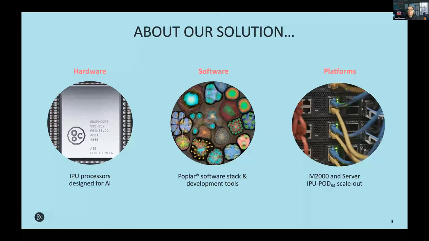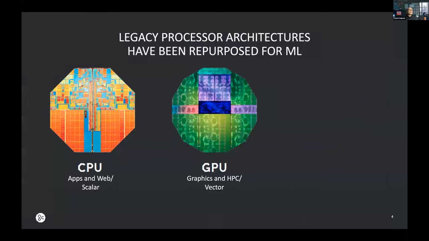And the third component, last but not least, is the platform, where you can take all these benefits of hardware and software, which we call the IPU-M2000 server or IPU-POD. I will go into the details of what it is and how this disaggregated approach works for AI workloads. But let's start with the heart of our architecture, our IPU processor.